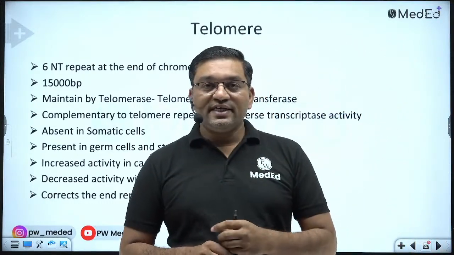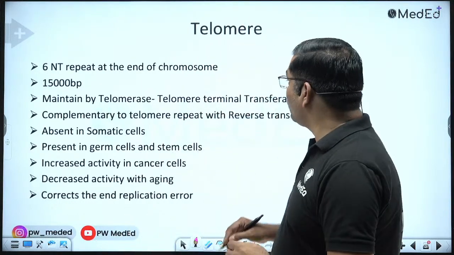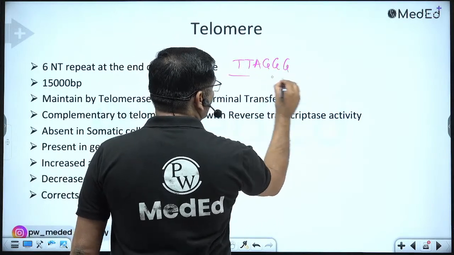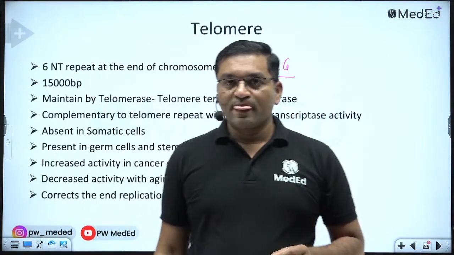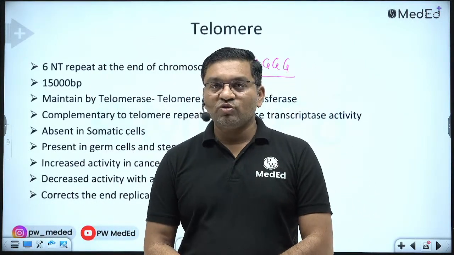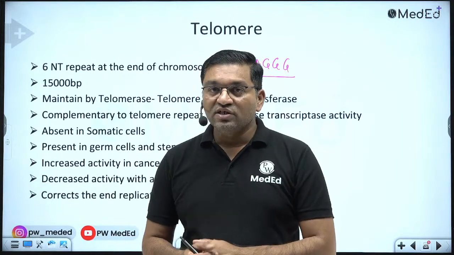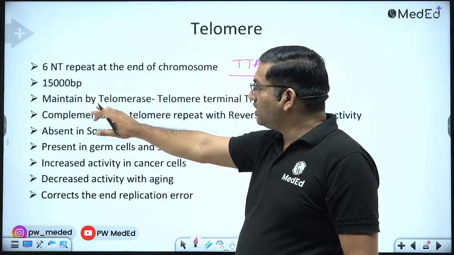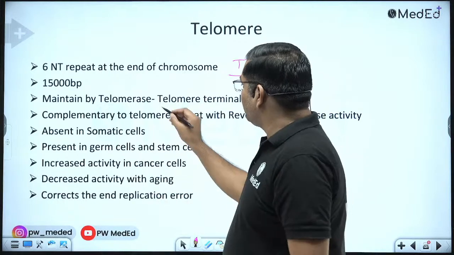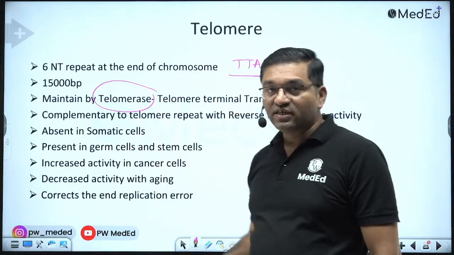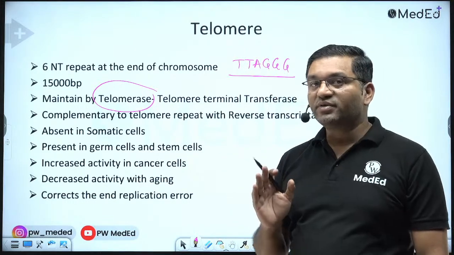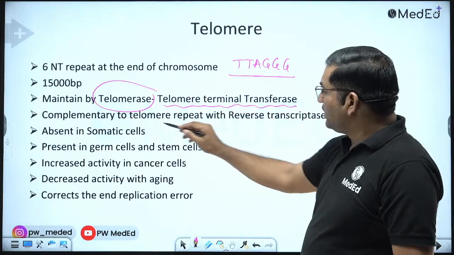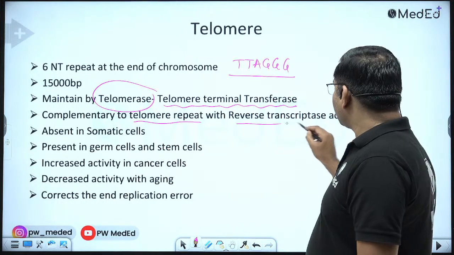Now, what is telomere? It is a TTAGGG 6 nucleotide repeat at the end of the chromosome. It prevents the loss of chromosome and it prevents the end replication error. So it is a 6 nucleotide repeat. Near about 15,000 base pairs are there, and it is maintained by the telomerase enzyme. Telomerase enzyme is telomere terminal transferase. It is having the reverse transcriptase activity. It is complementary to the telomere repeat with reverse transcriptase activity.